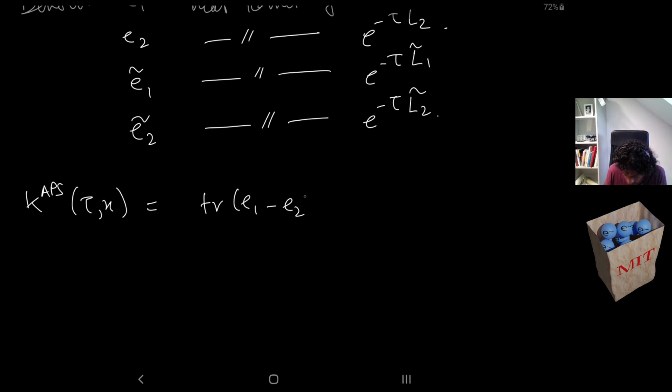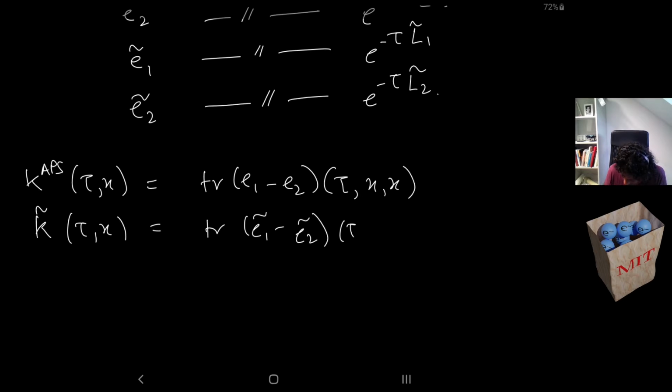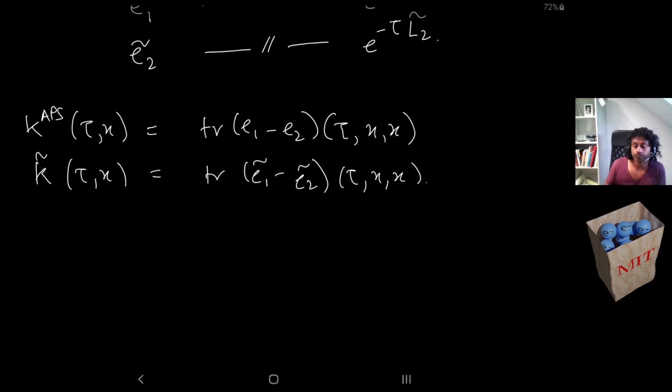And so then we let K APS of tau x be the trace of E1 minus E2 evaluated at the point tau x x, and K tilde of tau x to be the trace of E1 tilde minus E2 tilde at tau x x. Okay? Good.